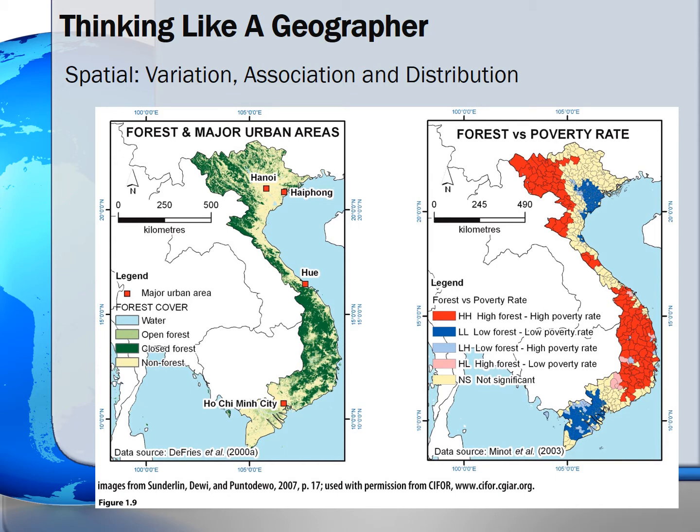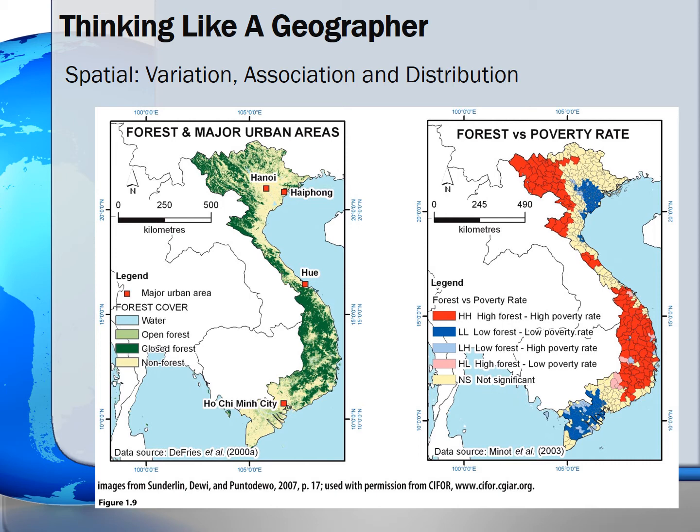Geographers also gain an insight into space through spatial variation, spatial association, and distribution. Spatial variation refers to the changes in the distribution of a phenomenon from one place to another. In other words, why does this place have a lot of a phenomenon, while another place has only a few? For example, in Figure 1.9, the map on the left shows closed canopy forests, which are remarkably different between northern and southern Vietnam. A geographer would want to explore this in more detail.